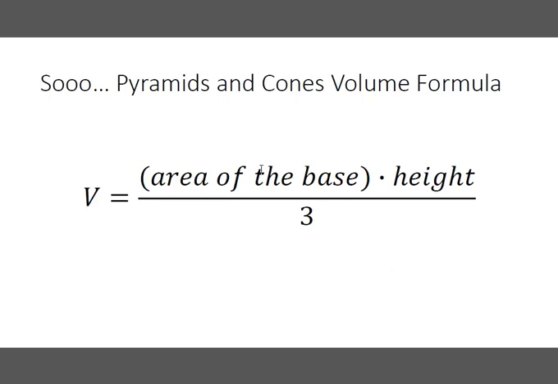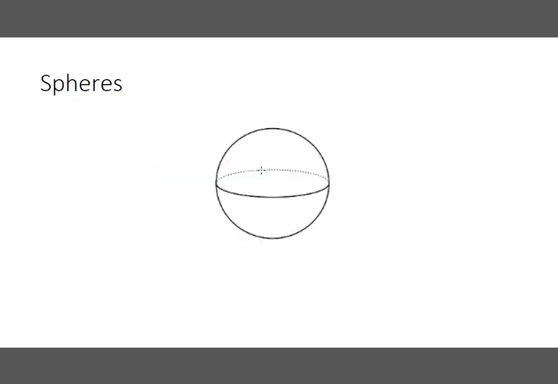So, in conclusion, for pyramids and cones, the volume formula is the area of the base shape. For cones, the base shape is a circle. For pyramids, it could be a square, triangle, hexagon. It could be a lot of things. You find the area of that base, you multiply it by the height of the 3-dimensional shape, you divide it by 3. There we go. That's just the volume.